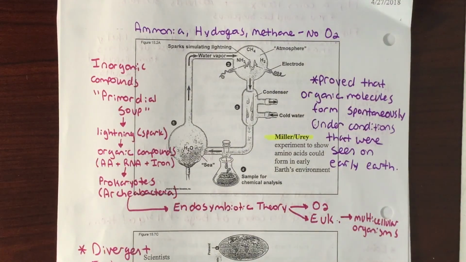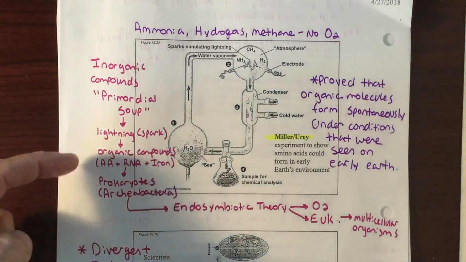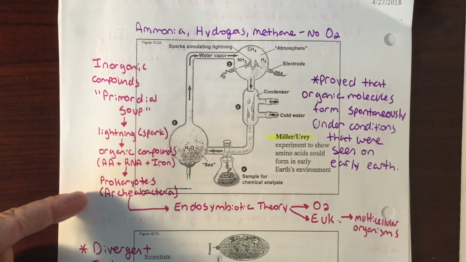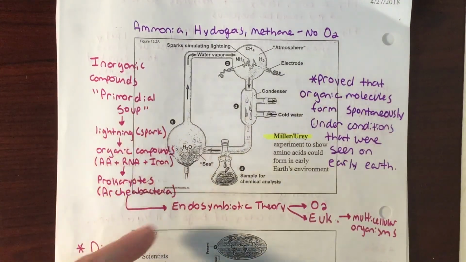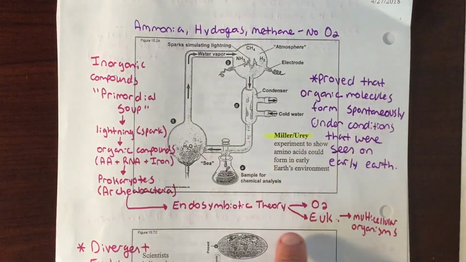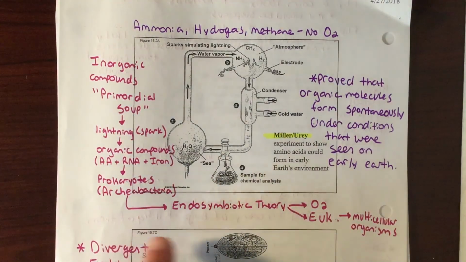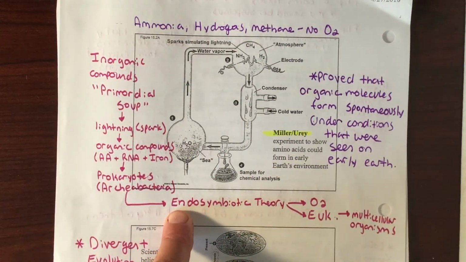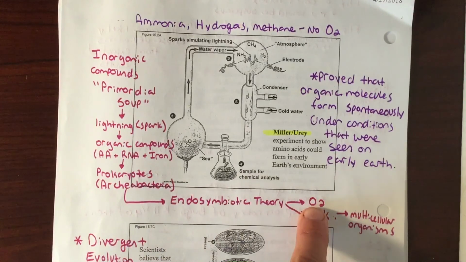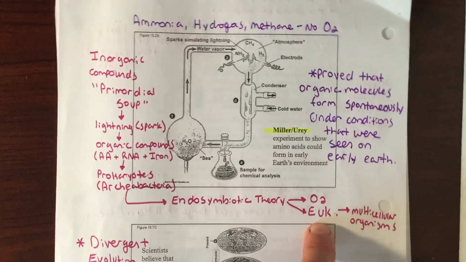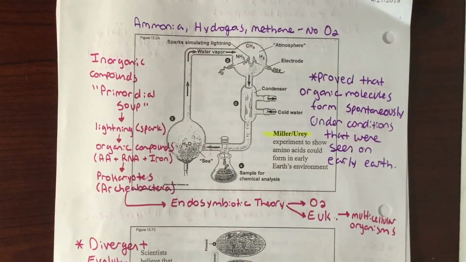It made organic compounds. We had amino acids. They had some RNA in there, and there was some iron in there. And they're saying from that, it started to evolve to form those prokaryotes, those archaeobacteria, the first form of life on Earth. We go to endosymbiotic theory, where we start to produce oxygen. Because remember, once we get chloroplasts, those chloroplasts are going through photosynthesis, they're releasing oxygen as a byproduct, and they're putting oxygen in the atmosphere, which is going to allow other eukaryotic organisms to survive.